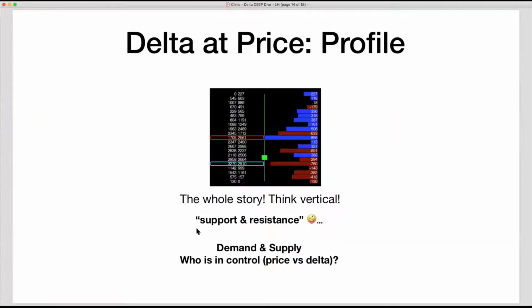So think vertically. What I've got here is, I have no idea what time frame this is. Let's assume this is a 30-minute candle. Could be the day, who knows? This isn't a volume profile, this is a delta profile. So I am illustrating the delta: 227 minus 0, 663 minus 545 is positive 118, 989 minus 1007 is negative 18. We've got the delta for every price level within this bar.